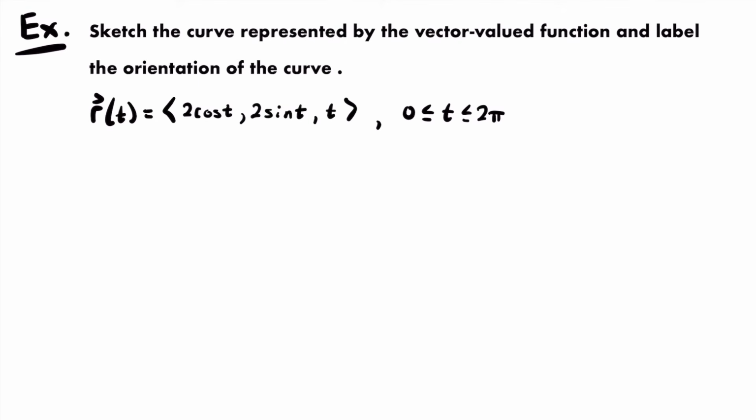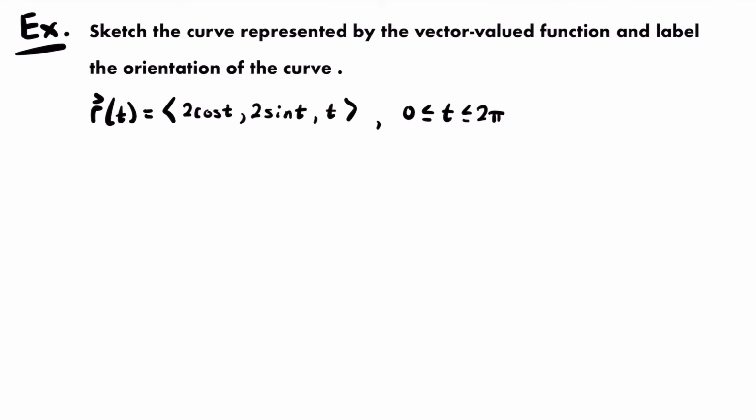So for our last example, we want to sketch the curve represented by the vector valued function and label the orientation of the curve. And our vector function this time is r of t equals a vector with components 2 cosine t, 2 sine t, and t. And then we're actually given the domain of t in this case. We know that t is greater than or equal to 0, but less than or equal to 2 pi.